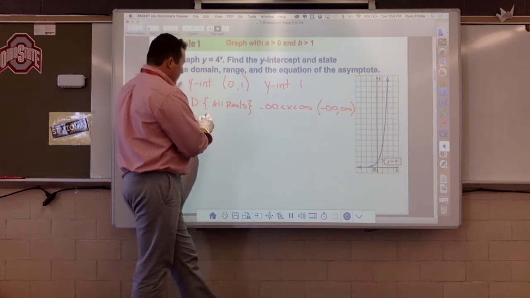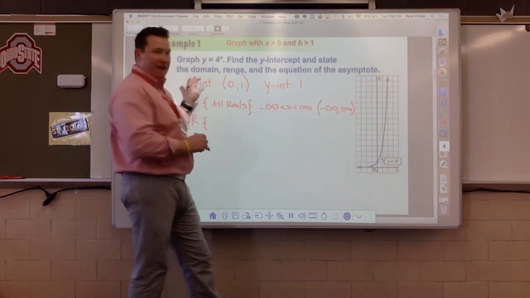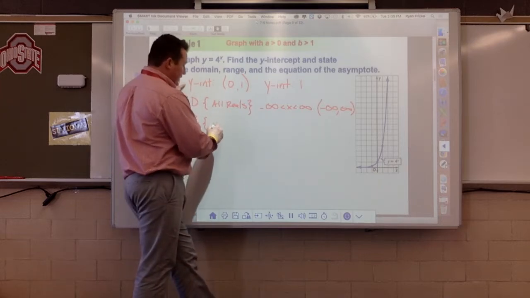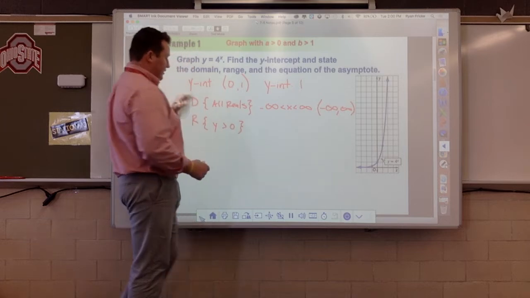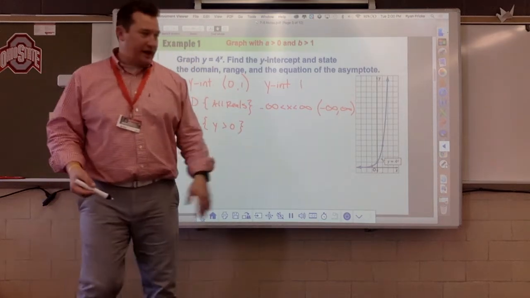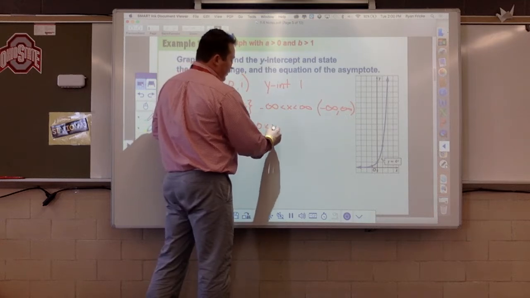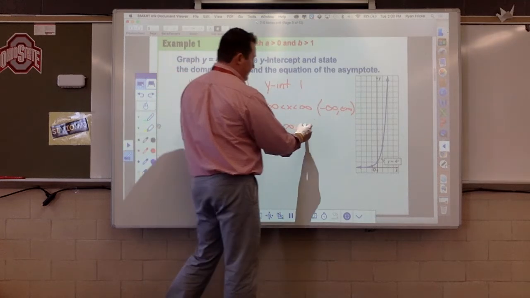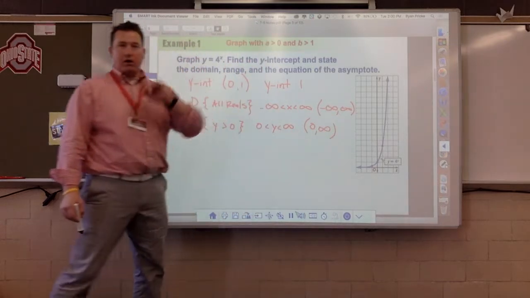So, the range, how low does it go? Well, it gets close to 0, but it never really gets there. So I would like y values that are greater than 0. I don't know why I'm putting in curly brackets, but I just am. You could say 0 less than y less than positive infinity, or you could say 0 to infinity. These are all great ways.